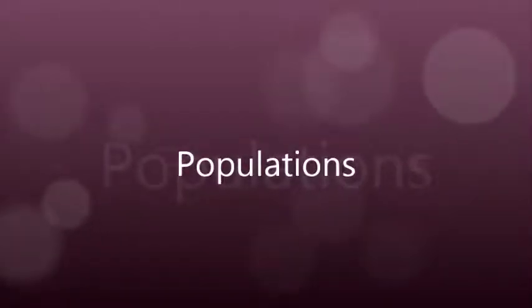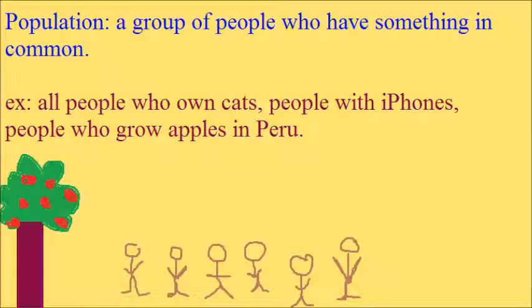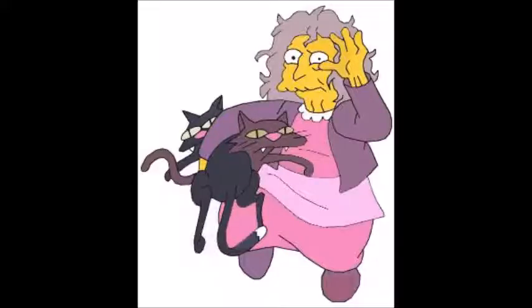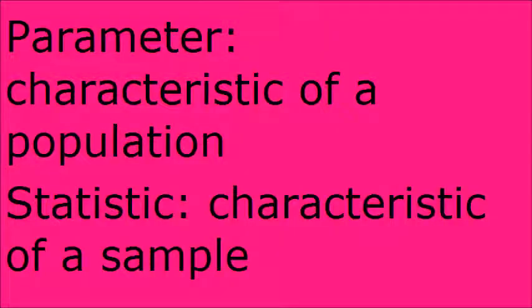Populations. A population is a group of people who have something in common, such as people who grow apples in Peru, cat owners, or teenage girls with iPhones. Here is some statistics terminology that will be very useful. A parameter is a characteristic of a population, while a statistic is a characteristic of a sample.